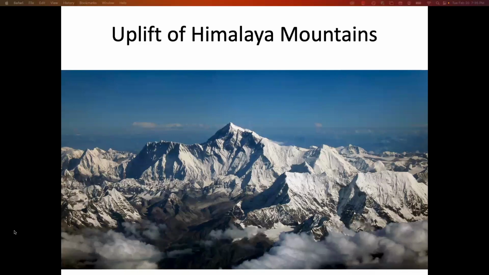But what's it like on the other side of the mountain? It's dry. It's in a rain shadow, right? On the other side of the Tibetan Plateau, you have multiple deserts, the Gobi Desert being one of them. So rain shadows form because of adjacent mountain ranges.